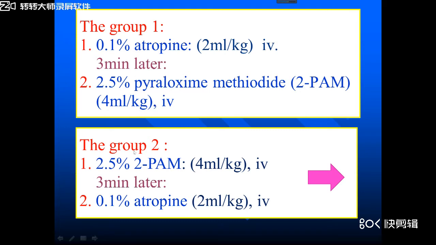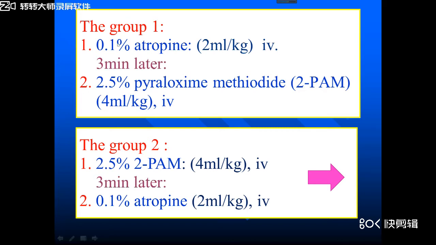In the second group, it is different. At first you give pralidoxime chloride, and then you give atropine at the same dosage. So in the second group, you inject pralidoxime chloride, each kilogram 4 milliliters, also by intravenous injection. 3 minutes later, you give atropine, each kilogram 2 milliliters, intravenous injection. Maybe you're confused why we use the same drugs but in a different order.